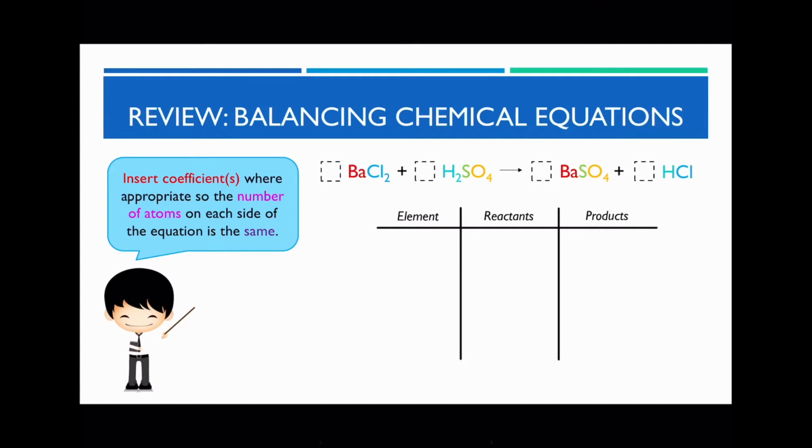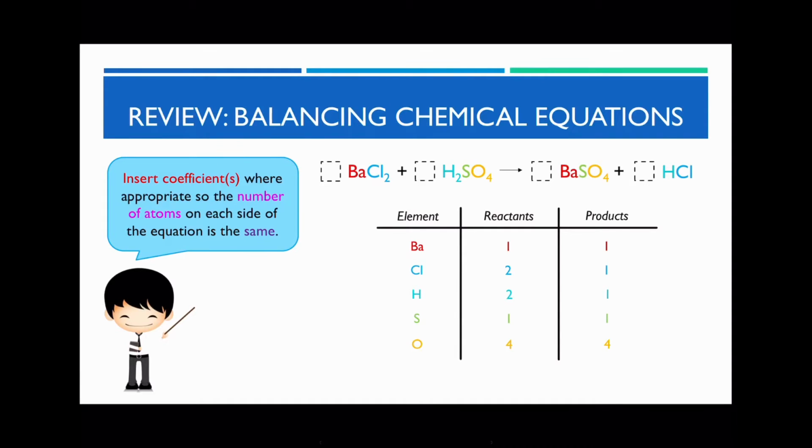Whenever we're balancing these chemical equations, we need to construct the table as shown below to do this properly. First of all, we list down all the elements in the chemical reaction. We can see that there's barium, chlorine, hydrogen, sulfur, and oxygen. Then you just count the individual atoms in the reactants as well as products. There's one barium atom, two chlorine atoms, two hydrogen atoms, one sulfur, and four oxygens in the reactants. In my products, I've got one barium, one chlorine, one hydrogen, one sulfur, and four oxygens.